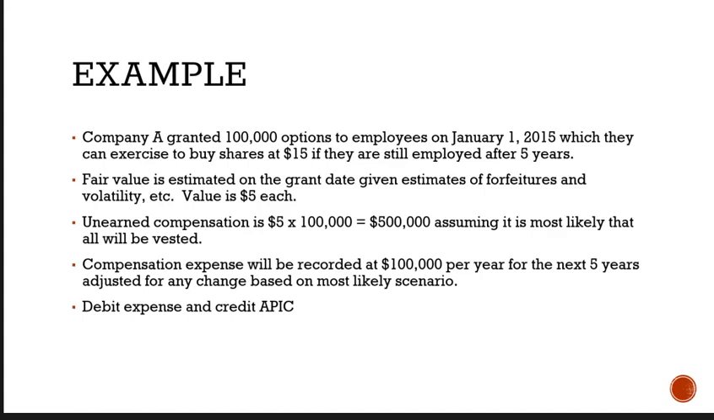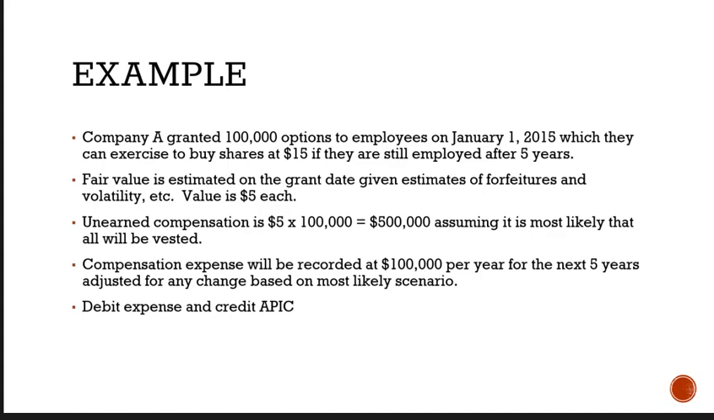An example: we grant 100,000 options to employees on January 1st, which they can exercise to buy shares at $15 if they're still employed in 5 years. We'll assume it's an incentive option, meaning that the price anybody else can buy it at is also $15. Fair value is estimated at the grant date. Okay, the value is $5. We're not going to worry too much about the process of estimating that fair value. That's a very involved process. But the point is the fair value, not the exercise price, is what we use. So we're going to use the $5 times 100,000 options in this case.